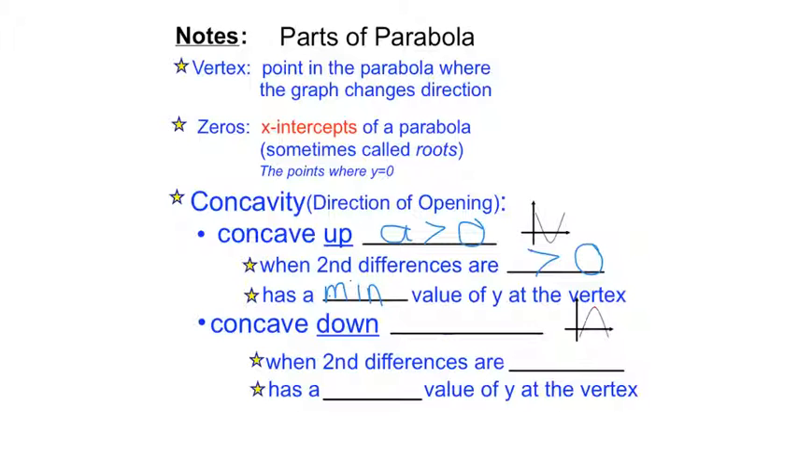Conversely, if you're in the concave down situation, a is less than 0, and the second differences are also less than 0. In this case, your vertex is a maximum value. Okay, so there we go. That's basically the difference between concave up and concave down.